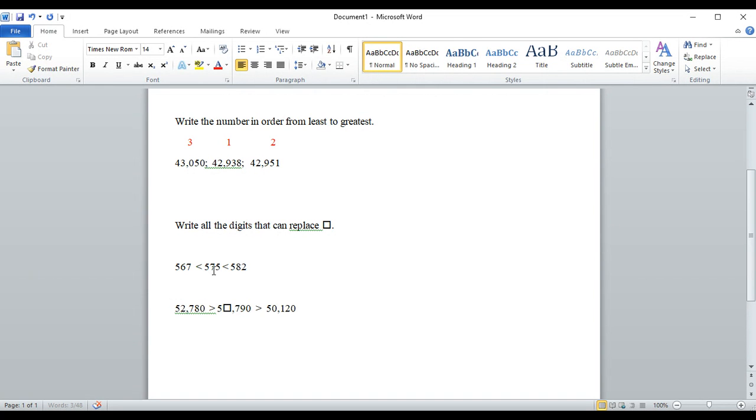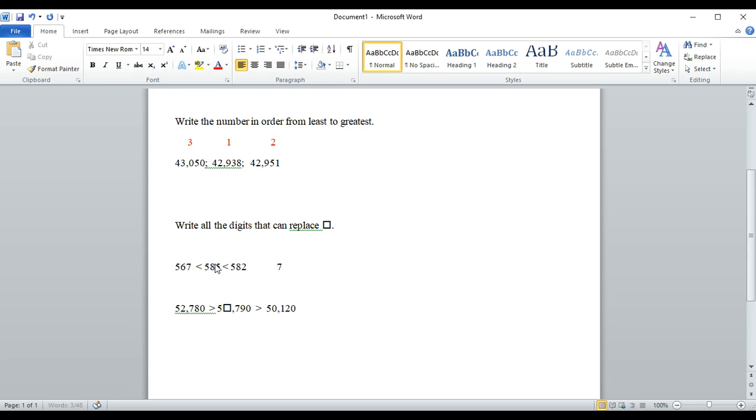Then we have to say 575 is less than 582. That is also true. So 7 can be one of the digits I write down. I have to go see if there's any more digits.